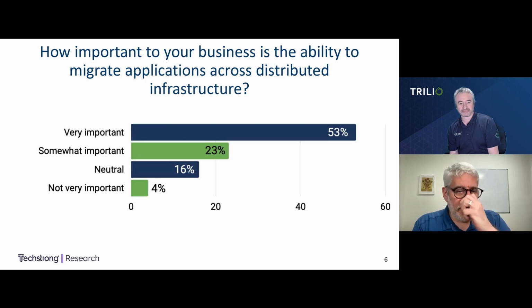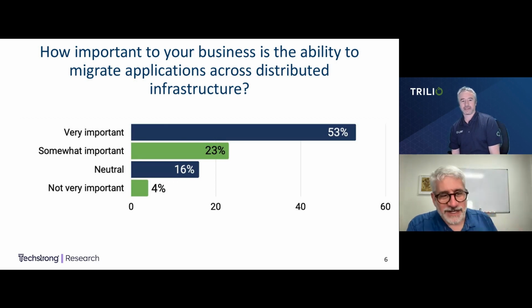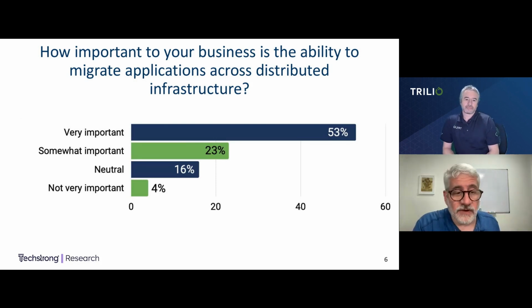All right. So how important to your business is the ability to migrate applications across distributed infrastructure? This one would seem to be pretty self-evident, but you always like to see the data that validates what you think is the right thing, right? So it is good and somewhat gratifying to say, okay, 53% say this is very important to us. 23% say it's somewhat important. So 76% are basically saying the ability to migrate is something that we really have to think about and be able to do. Whereas 20% are neutral or not very important. Very few say not important at all.